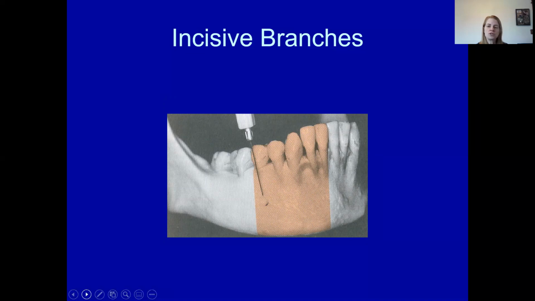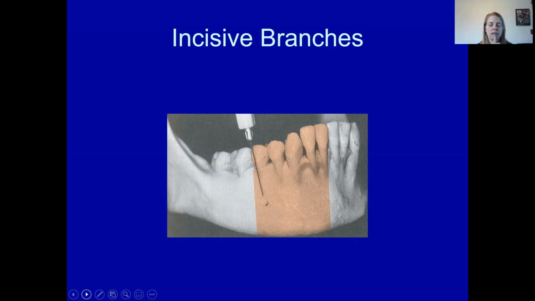If you just do the injection, it's going to numb the mental, which is just the skin of your chin, your lower lip, and the inside cheek area. If you massage it in once the injection is given, then the anesthetic will diffuse into that mental foramen and it will numb from premolar to the midline.